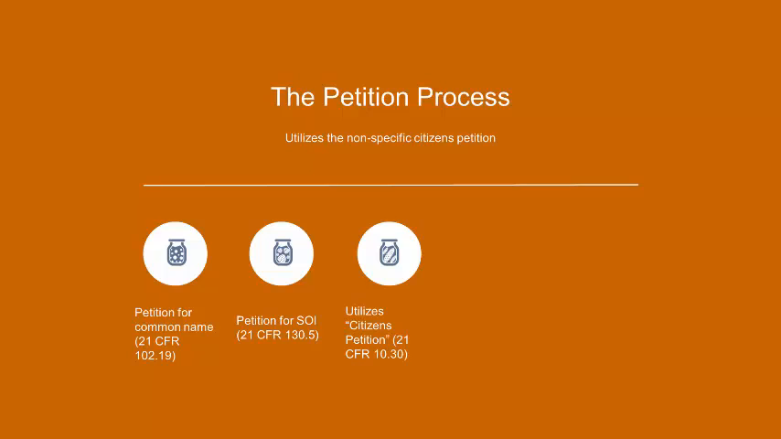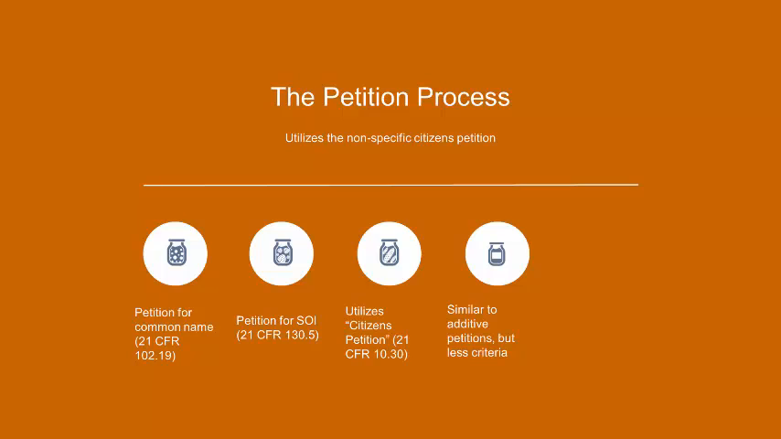The process doesn't go through a particular form. It doesn't go through its own process. It follows the generic citizen petition, which is in 21 CFR 10.30. The citizen petition applies across the FDA. All product centers utilize the citizen petition. So we're not doing something that's statute specific or food specific in any way. We're following the criteria from 21 CFR 130.5, which is very little, we'll see, and we're looking at the model for how to make that known to the FDA using the citizen petition.